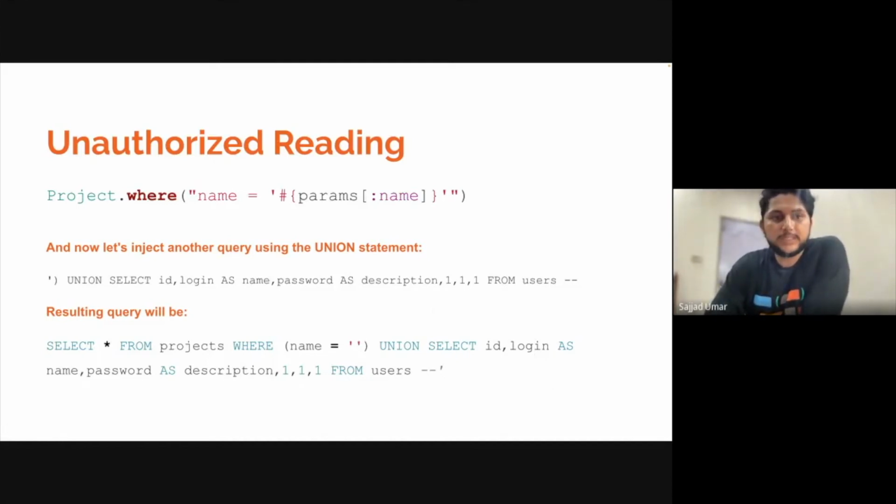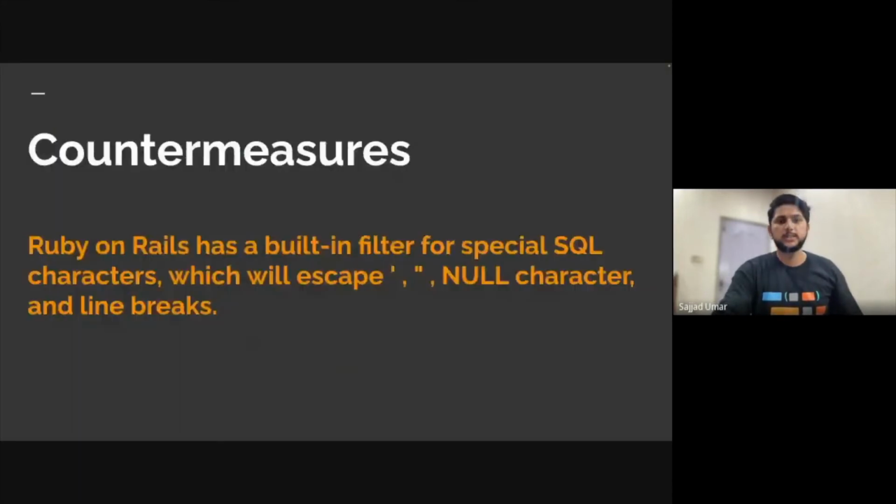So you can see how dangerous this could be in a production database if we are not careful about writing our queries and allow directly passing parameters to different queries. So what can we do to avoid these? There are some countermeasures.